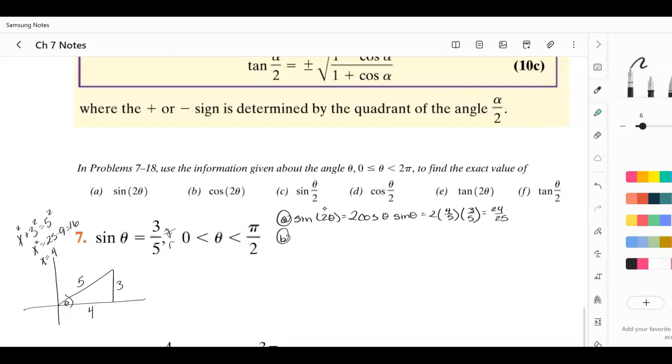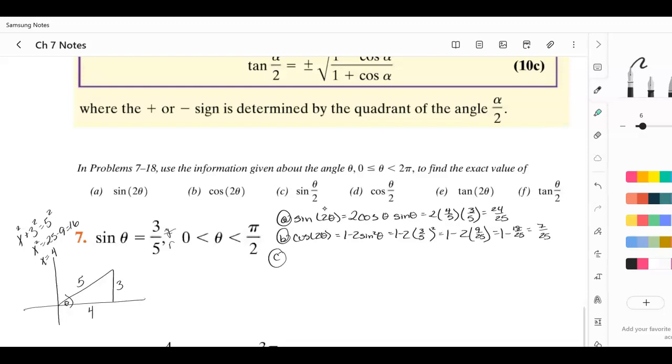B is asking us for cosine of 2 theta. So I'm going to pick one of the formulas to use. I'm going to use 1 minus 2 sine squared of theta. So the sine of theta, they gave it to us, was 3 over 5. So 1 minus 2 times 9 over 25. So that's 1 minus 18 over 25. And simplify, this 1 is the same thing as 25 over 25. And if I subtract those fractions, I'm going to get 7 over 25.